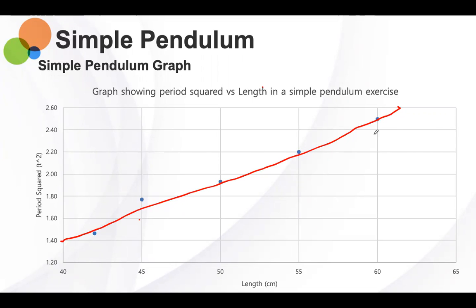So this is what we call a, anybody remember the name of this? Yes, it is a simple pendulum graph, but the line we're talking about is a best fit line. Remember this? Best fit line. So this is the best representation that we can get from these sets of values here.